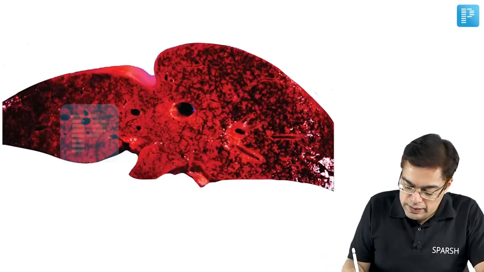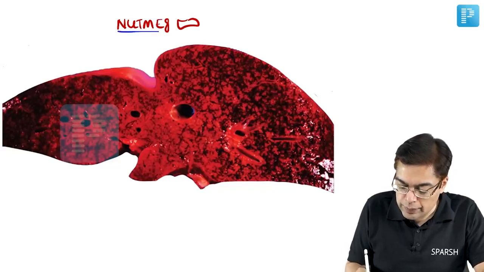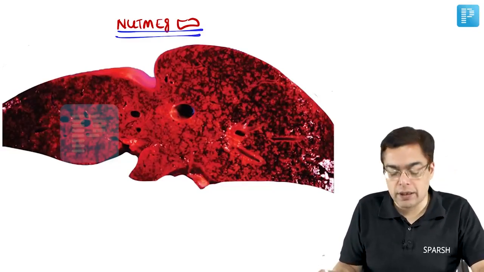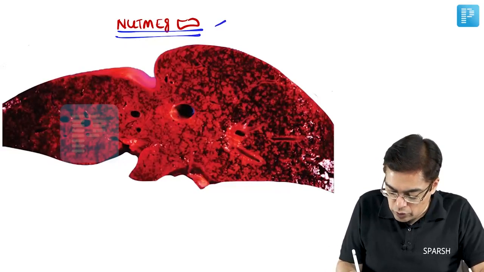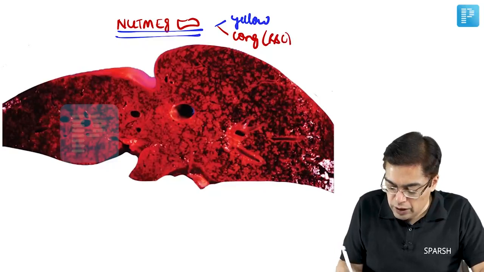Talking about the next important example of a condition in which you get a variegated appearance so far as the liver is concerned, this kind of condition is given the name of a nutmeg liver. Now understand that when you're talking about the nutmeg liver, you have certain yellowish areas, and then you have areas which have congestion because of the presence of RBCs.